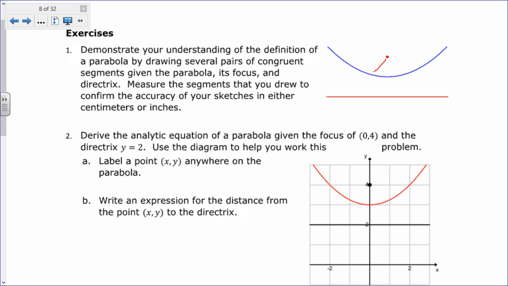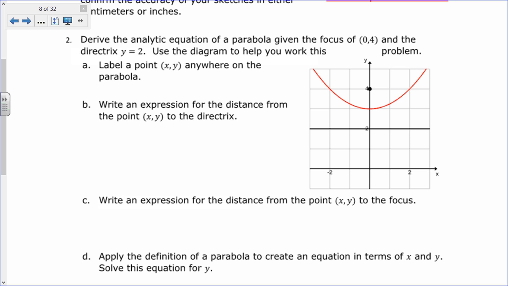That would be one line. It's kind of hard for me to draw on here. I'd have to measure those and make sure that they were the same distance. And I want you to do at least 7 lines.